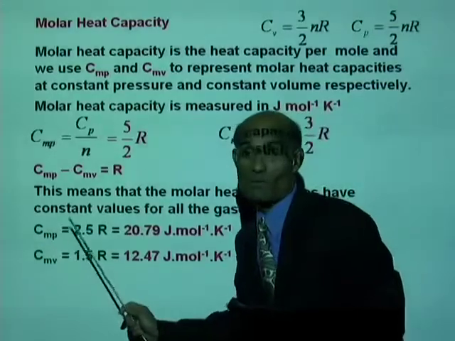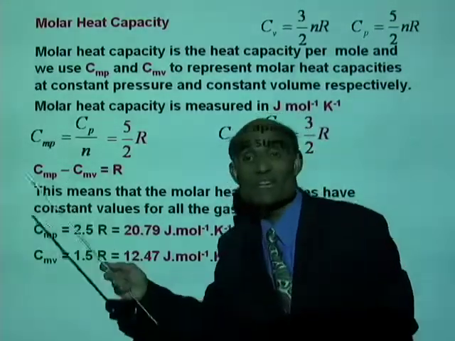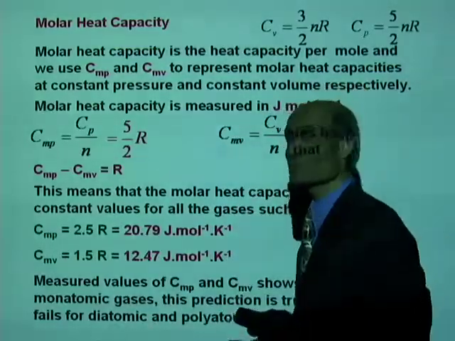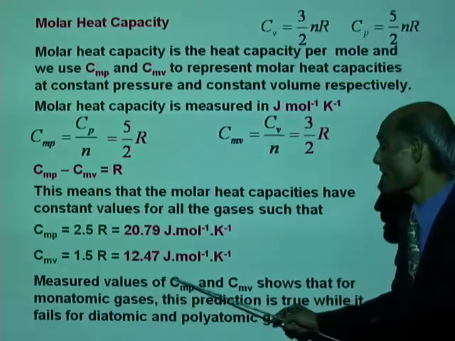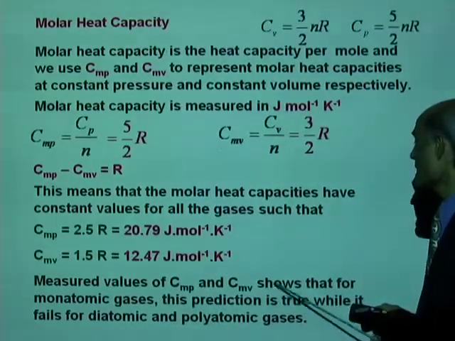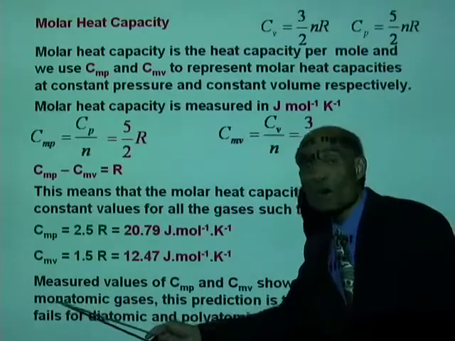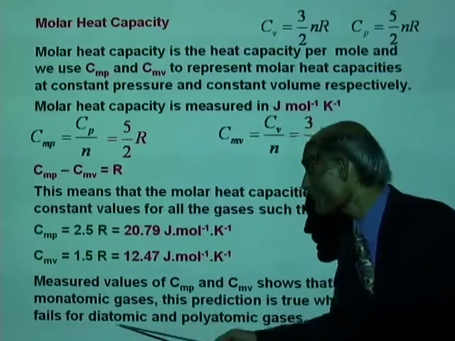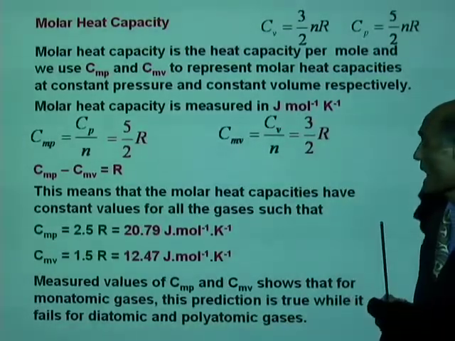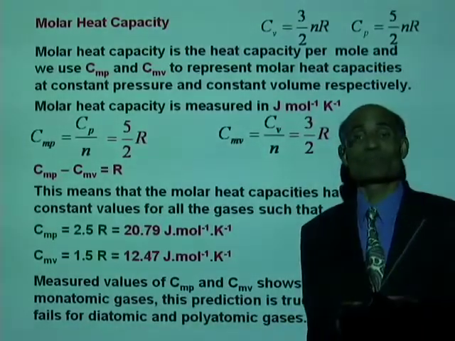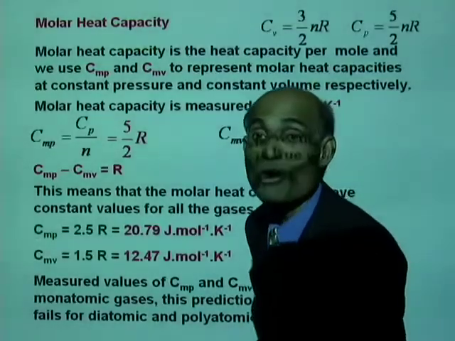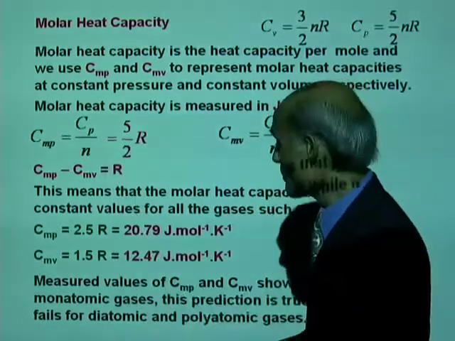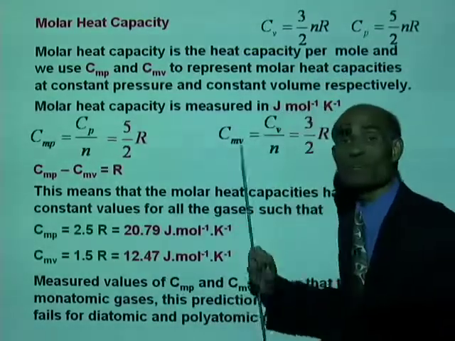Well, one consolation is we can check it very easily because these quantities can be measured experimentally. Now look at this. Measured values of CMP and CMV show that for monoatomic gas, this prediction is true, while it fails for diatomic and polyatomic gases. So, are we all right, or do we have a problem? Well, we have a problem. What is the problem? Experiment. I'm going to give you a table of values.